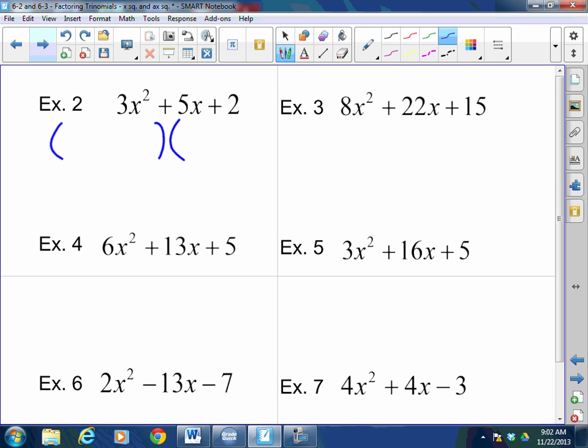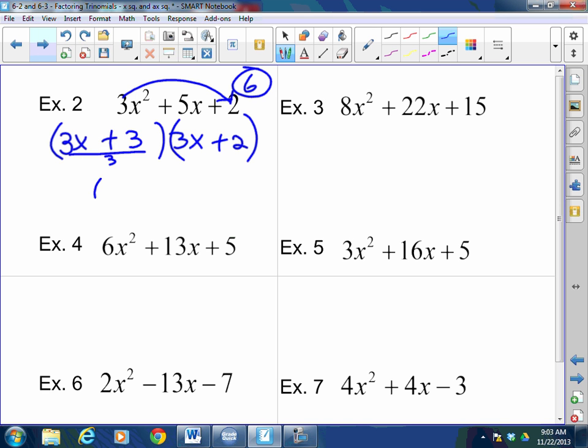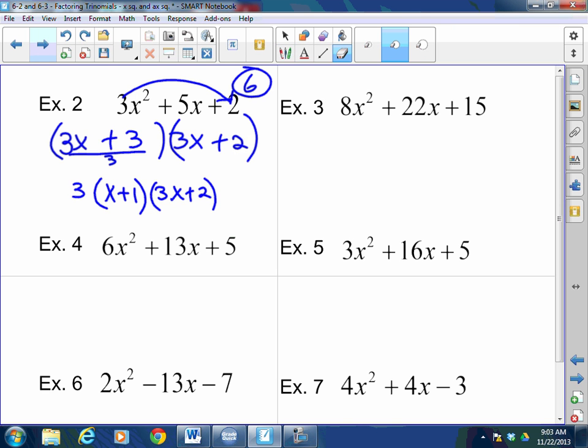Let's do this. I got 3x and 3x. A times C is 6. I'm going to do it by cubic method because everyone likes the cubic method. What times what is 6, but when added together is 5? Positive 3 and positive 2. Can I divide something out of here? A 3. X plus 1. And then I got 3x plus 2. I'm done. Why didn't I put the 3 here? It's an imaginary factoring. Very good.